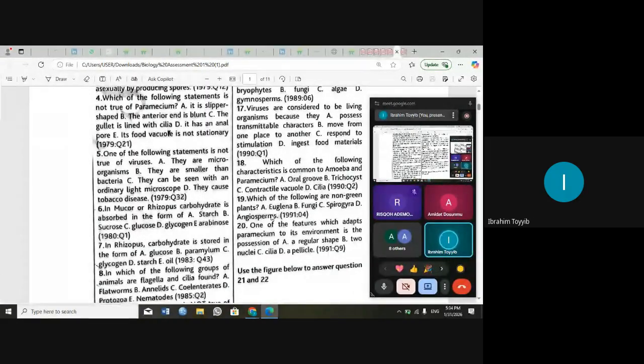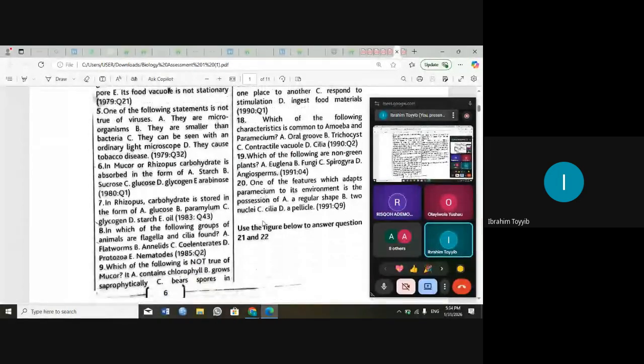Which of the following characteristics is common to amoeba and paramecium? The contractile vacuole. They use it for excretion, right? Yes, sir. Which of the following are non-green plants? Fungi. You know Euglena has chloroplast, right? Spirogyra too, it has chloroplast. And angiosperms are plants already.